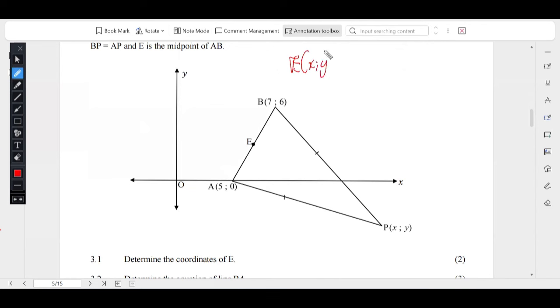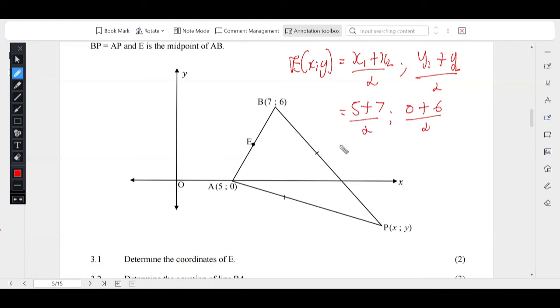So this being our midpoint, we are simply going to say (x1 plus x2 over 2; y1 plus y2 over 2). Then we say 5 plus 7 over 2, and here we have 0 plus 6 over 2. Now 5 plus 7 is giving us 12. Then 12 divided by 2 will give us 6, right? And 6 divided by 2, that's 3. So that means our coordinates for E are (6; 3). So 2 marks for that. They mark each and every coordinate, finding 6 and 3.